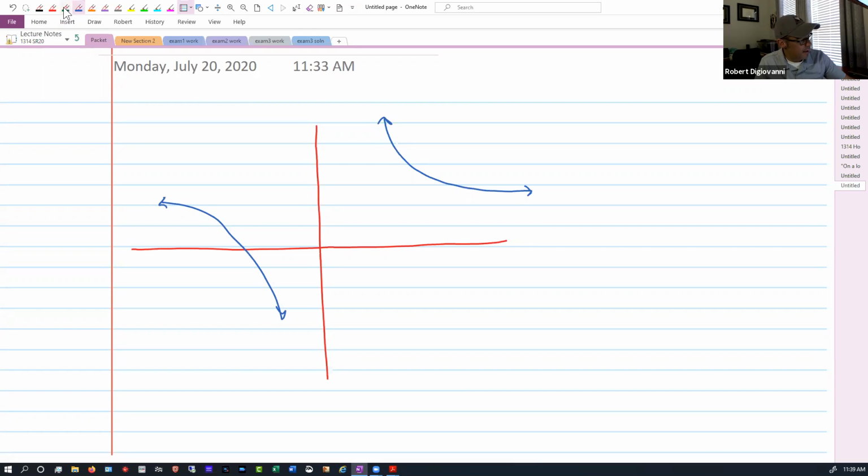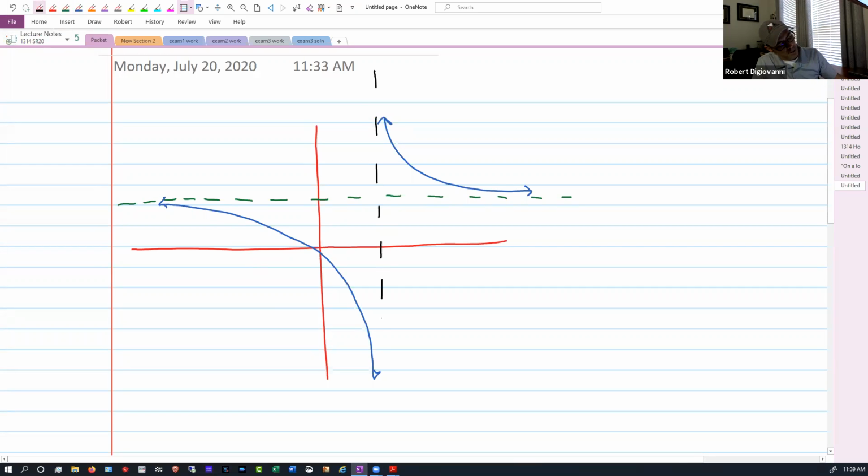Let's say we have a green line here. I'm going to make it dotted, that our graph gets closer and closer to. And let's say we have this black line that acts like a wall. Those are the two things I told you are characteristics of rational functions. We have names for these. The name of this horizontal line is the horizontal.